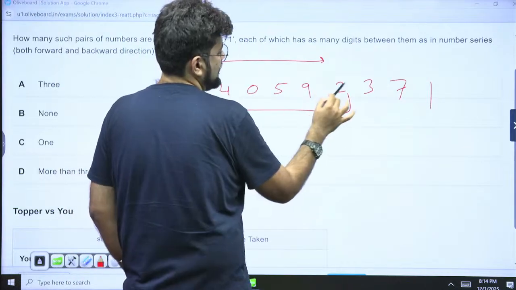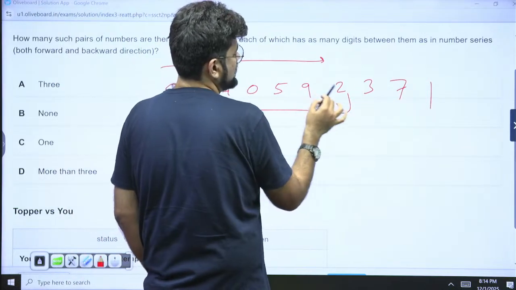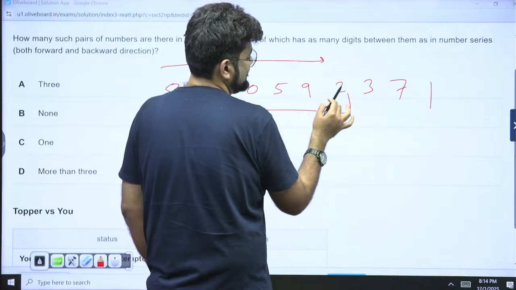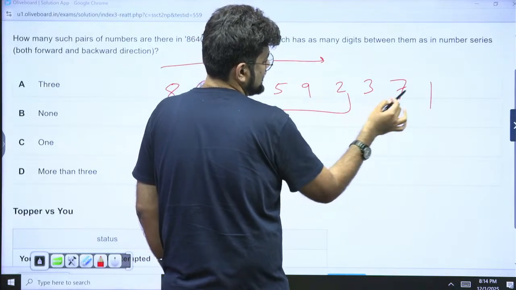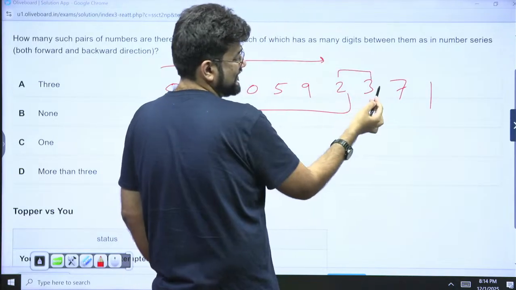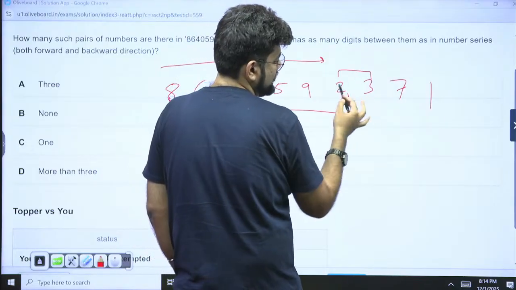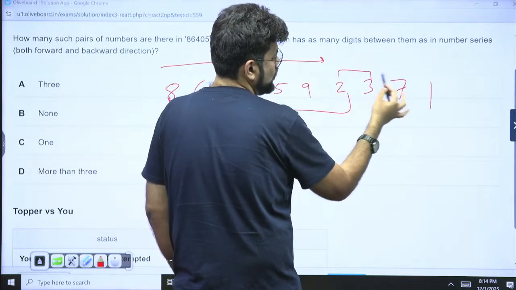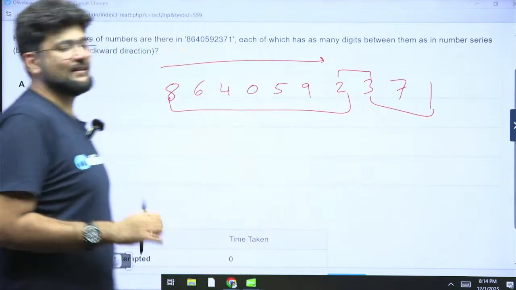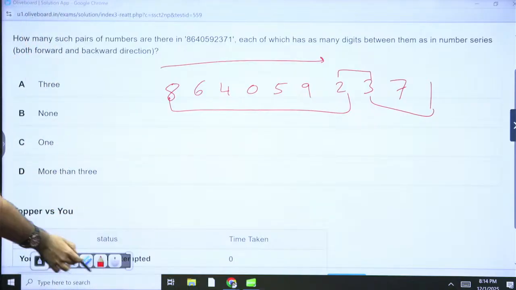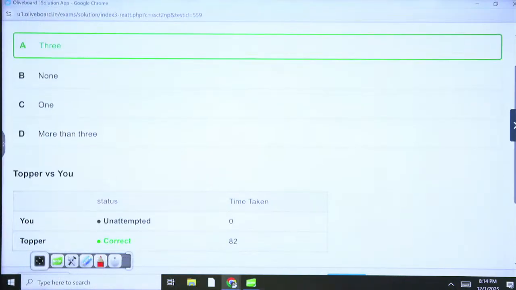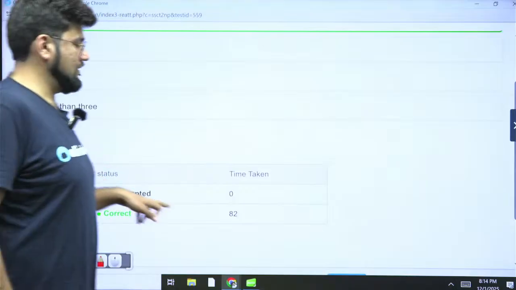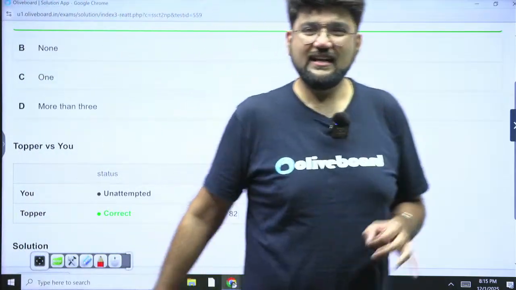5, 6, 7, 8, 9. 5, 4, 3, 2, 1. 9, 9, 8, 7, 6, 5. 2, 3 is another one. 2, 3, 4, 5 and 3, 4, 5, 3, 2, 1. So how many are there? There are 3 such pairs. So 3 pairs will be my answer, which have as many numbers between them as in the real number series. 82 seconds.